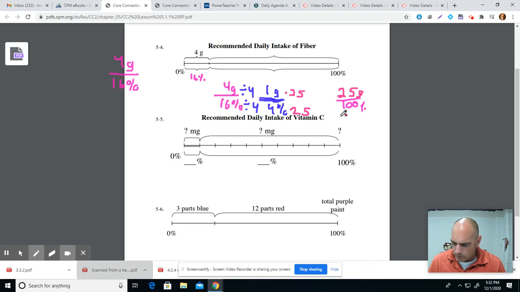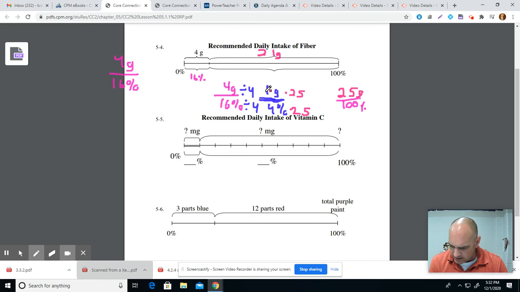Part C, what percent of fiber should Lewis get from other foods? Well, so this 16% is what he got from his bar. So 4 grams is what he got from his bar. So the rest of this is how much fiber he can get for the rest of the day. So remember, he can have 25 for the whole day. He's already had 4 from this. So that means he still can have 21 grams of fiber from other stuff the rest of the day.